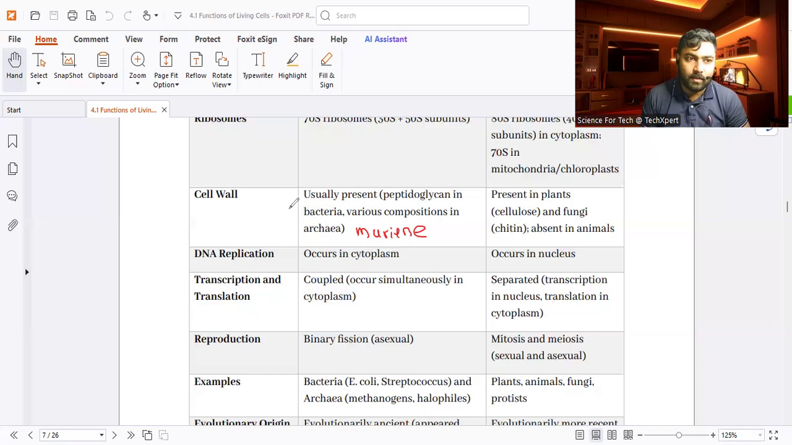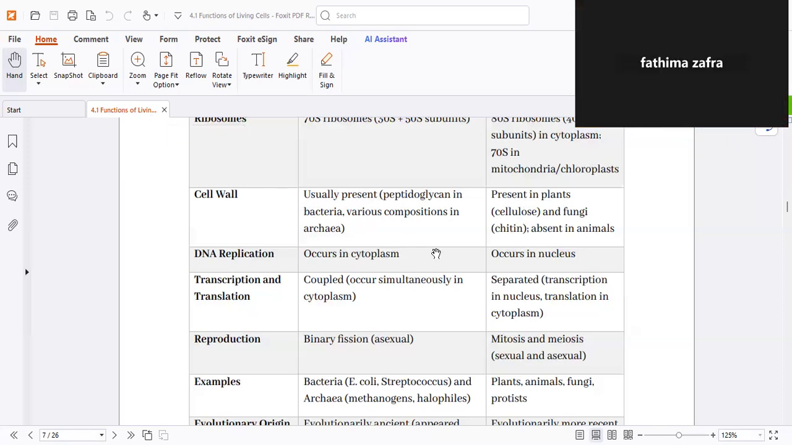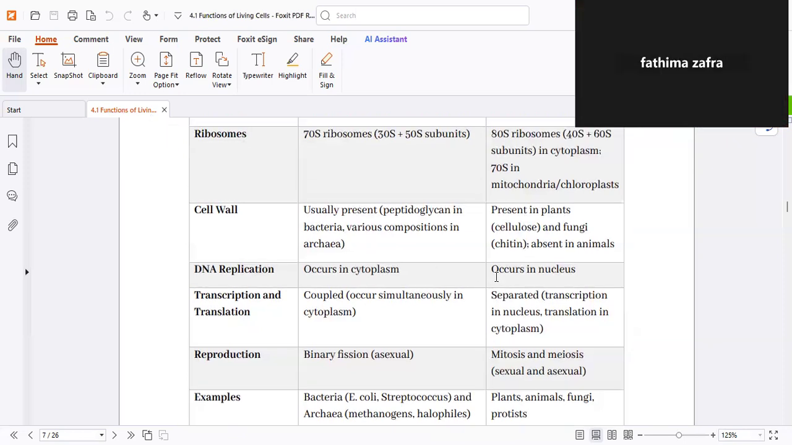This is murein and peptidoglycan. We can see it in the prokaryotic cell, but only write the word peptidoglycan for the paper. If you are asked to write two, then you can write peptidoglycan and murein. But if you are asked to write one, write only peptidoglycan. Understood?